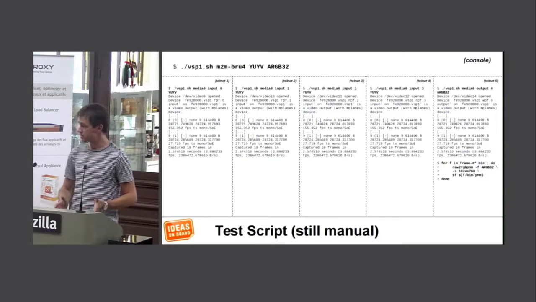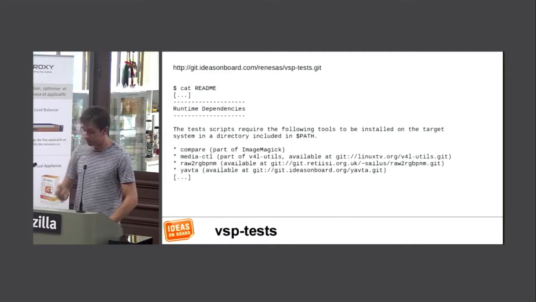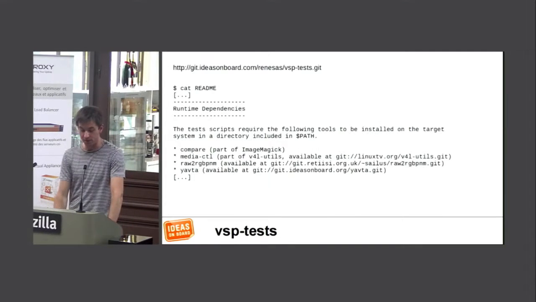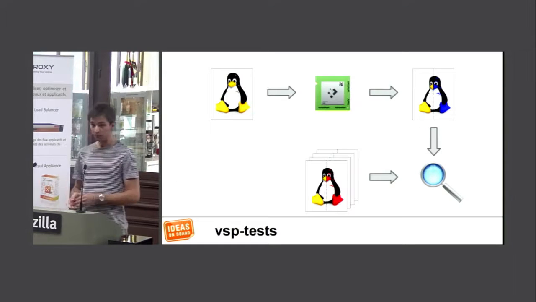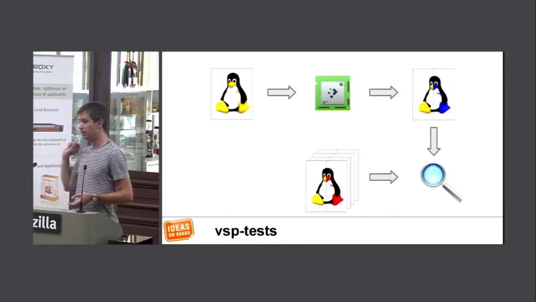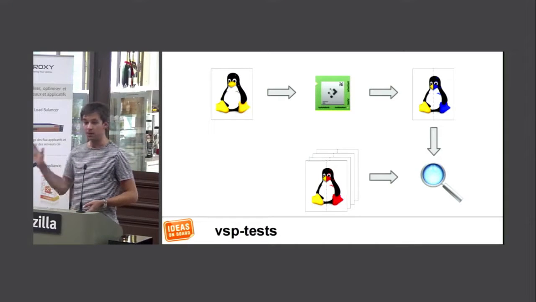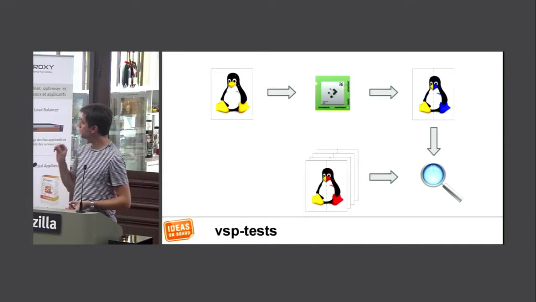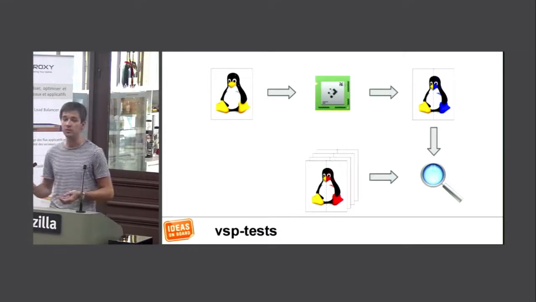So same tools, same set of tests, based on the same runtime dependencies. That's the URL at the top where you can find the software. And basically, the way it works is pretty simple. I take an input image, I process that on the top through the hardware, I get an output image, and then I compare that automatically with one reference frame from a set of reference frames I've pre-computed.